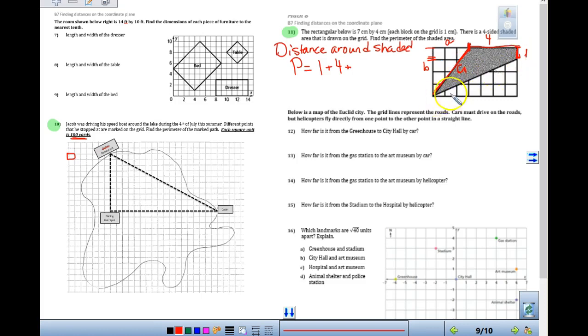How do I find this length over here? I have to find another C, right? Can I tell the lengths of the sides of the right triangle? This is going to be C2. This is going to be my A and my B now.